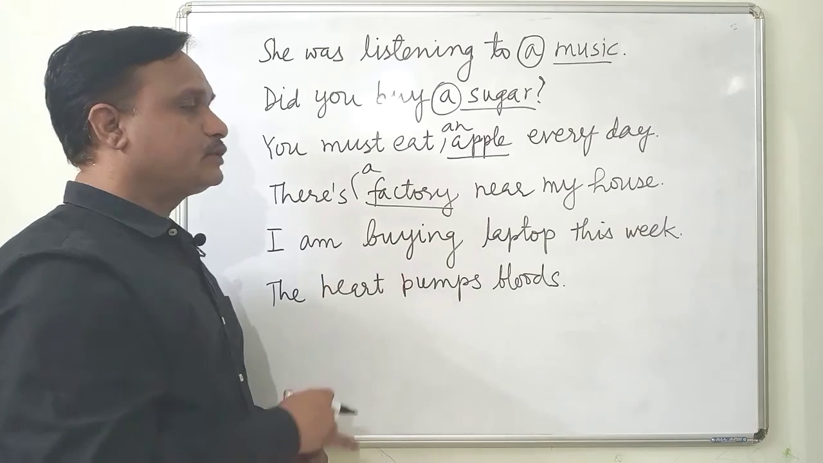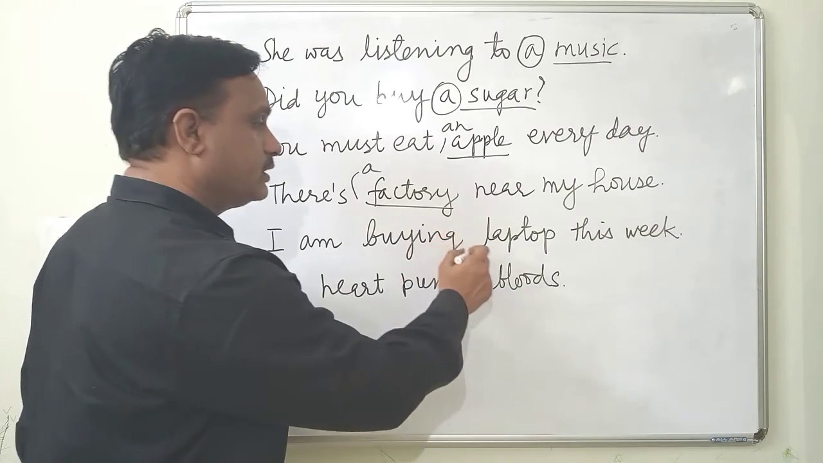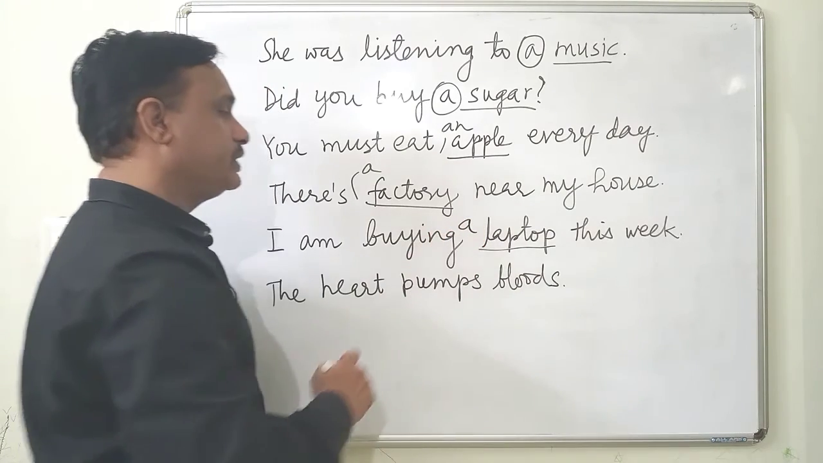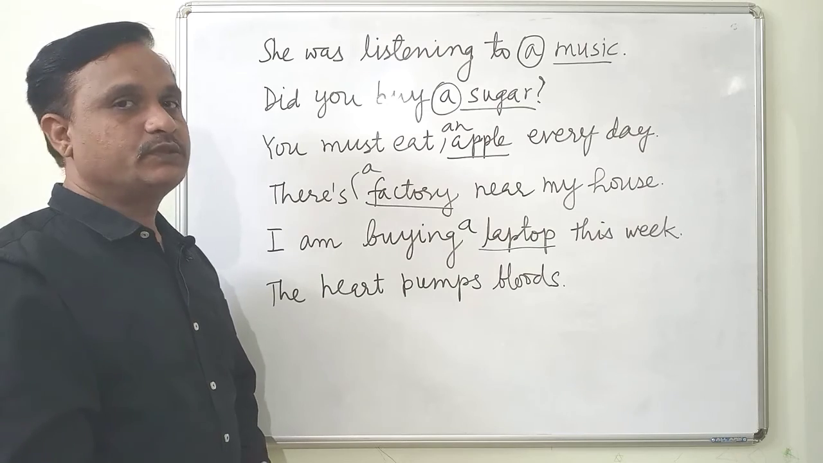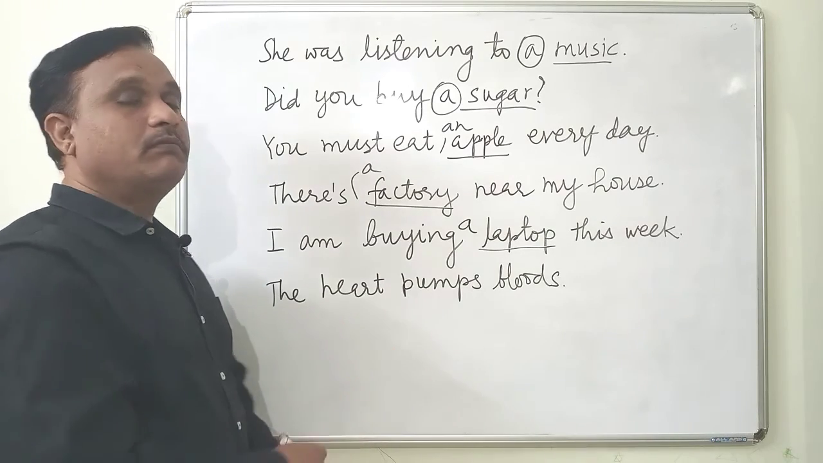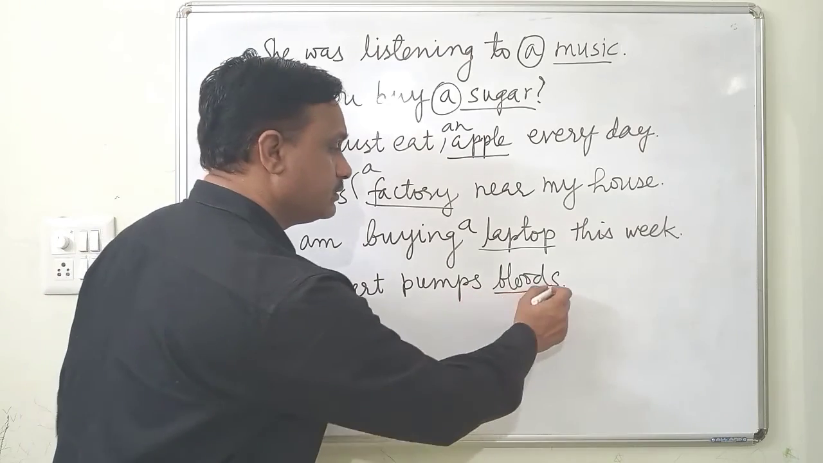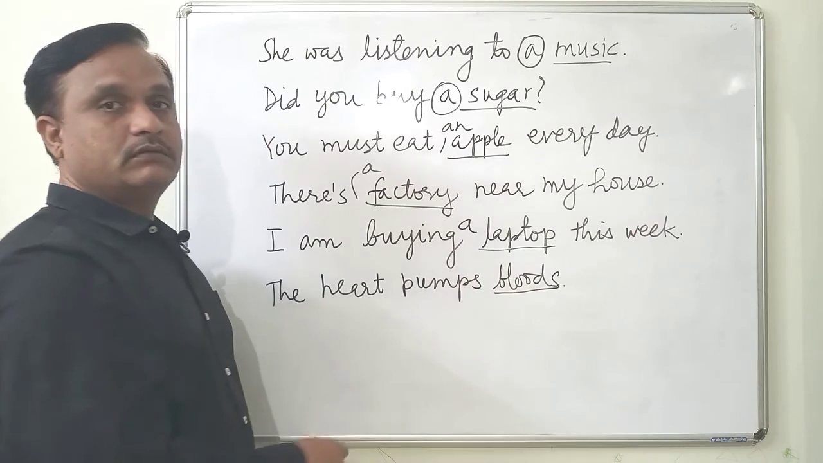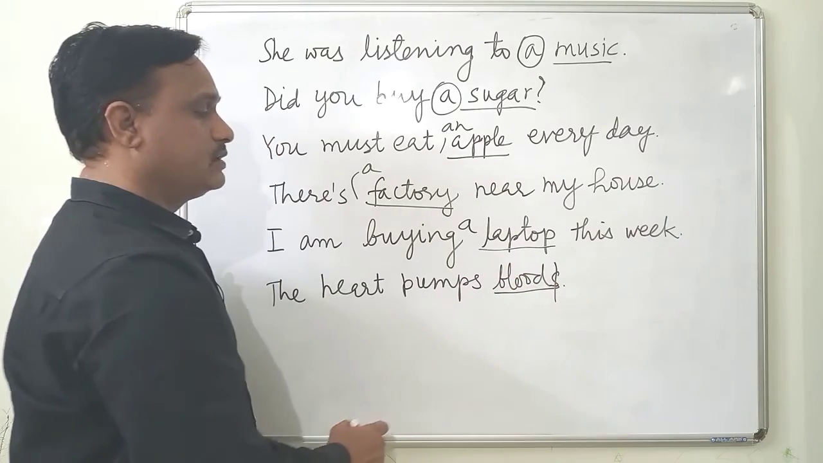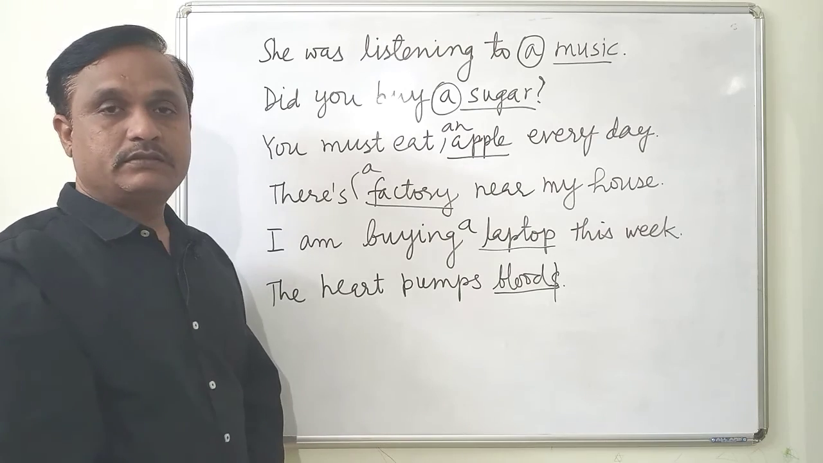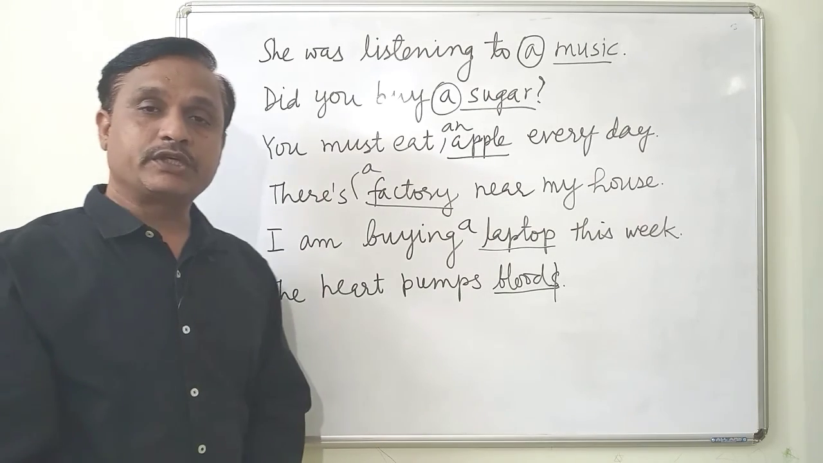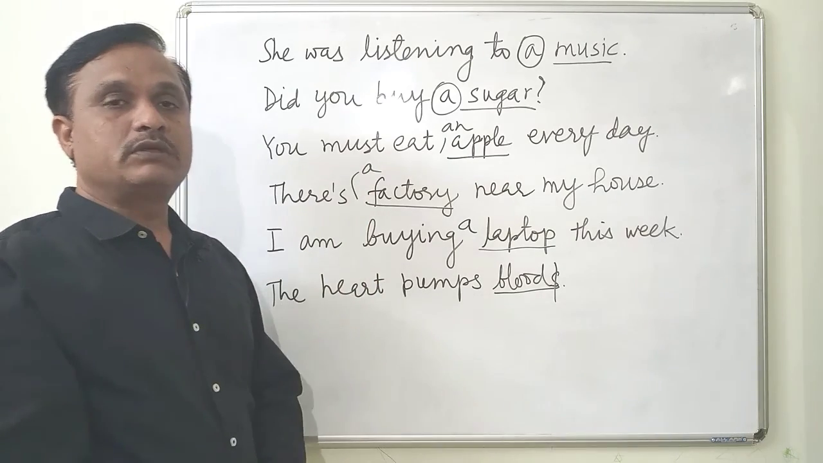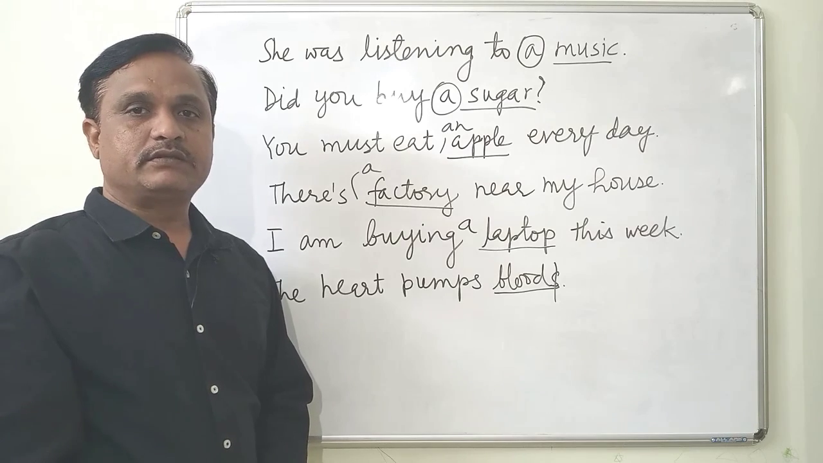I am buying laptop this week. Here laptop is a common noun which is single, so we must use a over here. I am buying a laptop this week. The heart pumps bloods. Bloods is wrongly used here because you cannot make plural of blood, so it should be without es. The heart pumps blood. So these are some examples which show us how we must make use of countables and uncountables when we speak or write. Thank you.